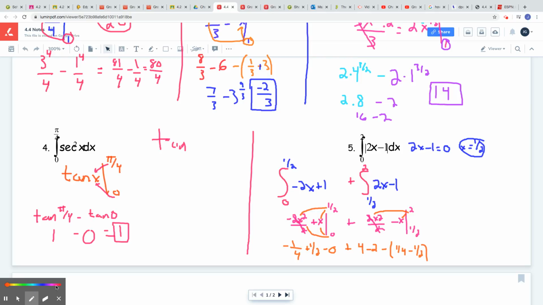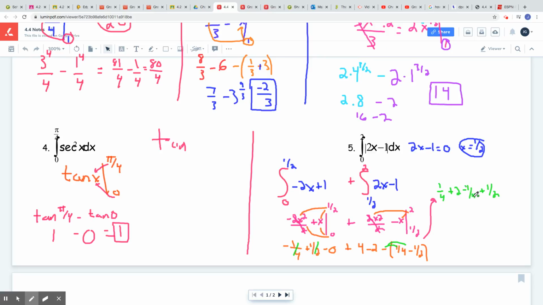Right? So now we just need to simplify this. Let's use a little green. Negative 1/4 plus 1/2 is positive 1/4. So these are done with. 4 minus 2 is 2. Then I'm going to distribute this negative, and I get negative 1/4, and then I get plus 1/2.